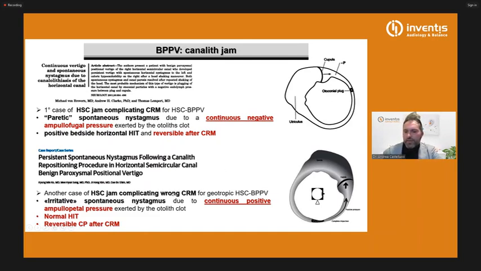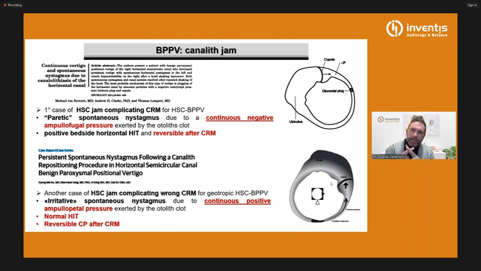horizontal canal jam complicating a wrong canal repositioning maneuver for geotropic horizontal canal BPPV. And in this case, there was probably a canal jam that led to a persistent positive pressure on the cupola, leading to a persistent deflection of the cupola toward the ampulla, so leading to a persistent excitation of the canal afferents, leading to an irritative nystagmus, let's say. And even in this case, there was an abnormal head impulse that was reversible after the canal repositioning maneuver.